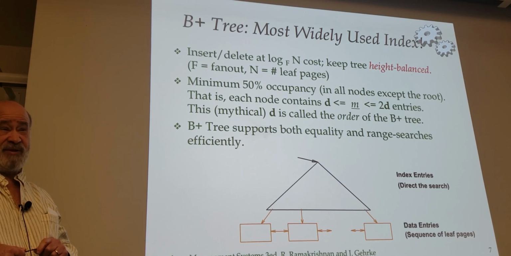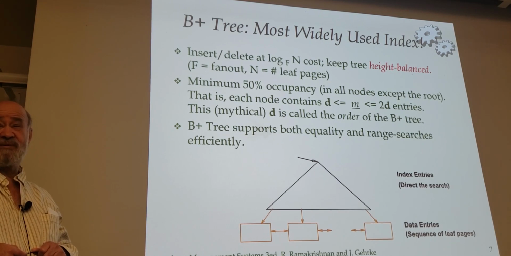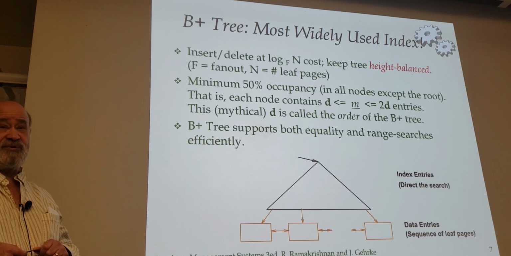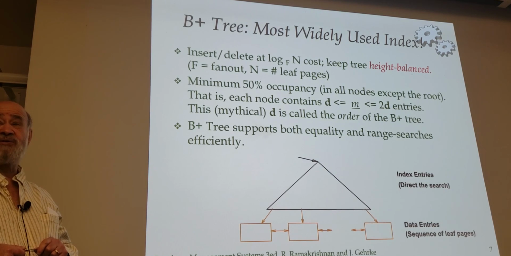But if things are variable length, the number of things that I fit inside for it to be half full may be different, depending on what's going on. And by the way, I mean variable size records, and it could be that the thing that I'm indexing on is also variable size.